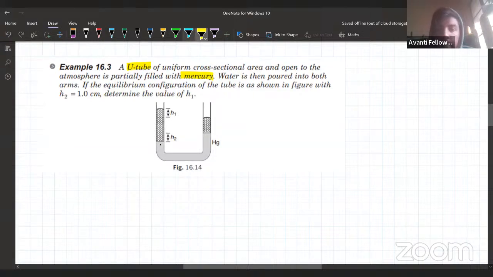If the equilibrium configuration of the tube is as shown with H2 equal to this, find the value of H1. We have been given the value of H2, right? It is 1 centimeter. We have to calculate the value of H1. Since the middle part has not been given, we are considering this as, let's say, H. Okay. Hopefully I'm audible and visible, right?